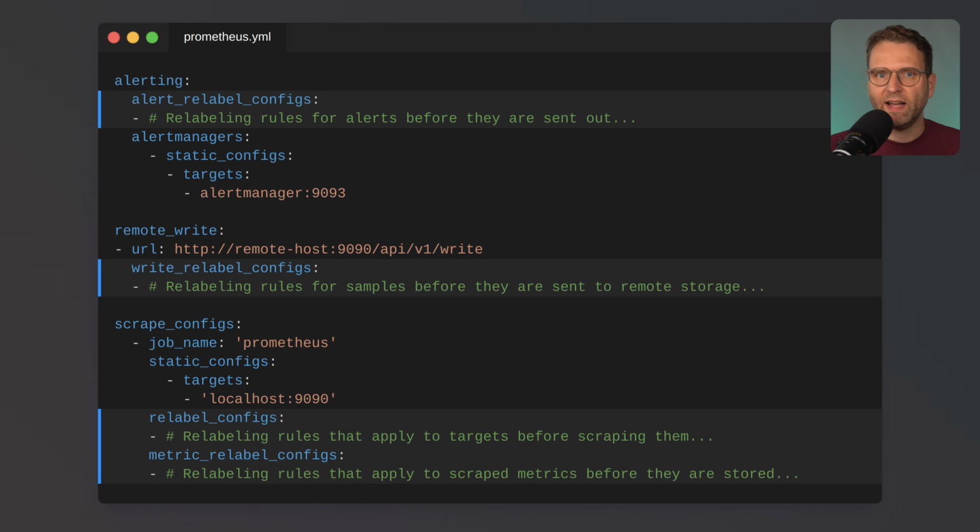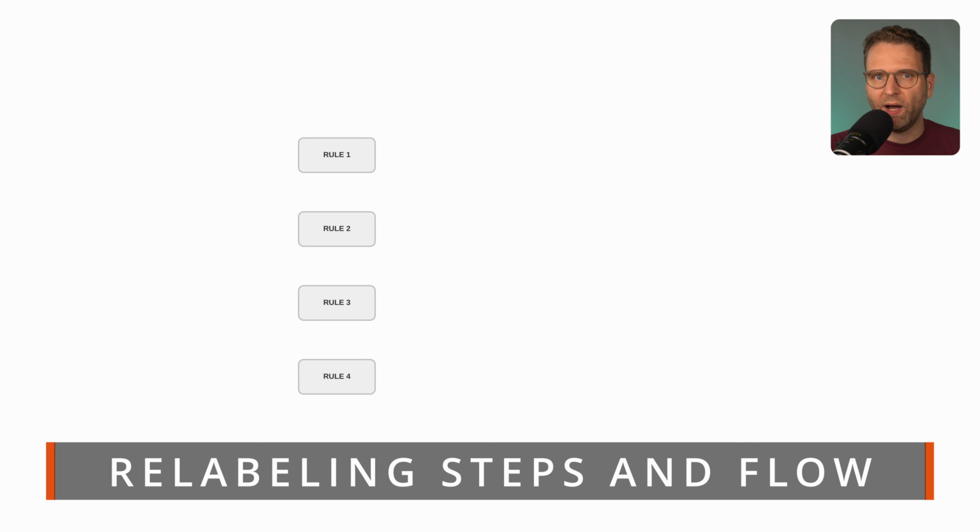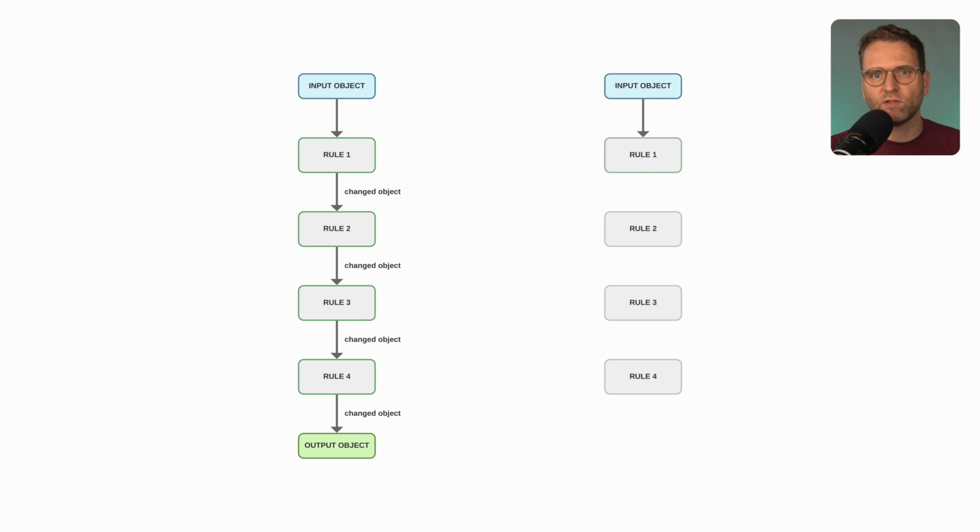Any of these options defines a list of relabeling rules that each labeled object has to go through in sequence. A single rule can fundamentally do one of two things. It can either change the labels of the object and pass it on to the next rule in the list, or it can decide to drop or filter away the object. When a rule drops an object, no further processing takes place for it, and it is removed from the final result set. So, for example, if you filter away a target, that means that the target won't be scraped, or for a sample scraped from a target, the sample will not be stored in the TSDB.